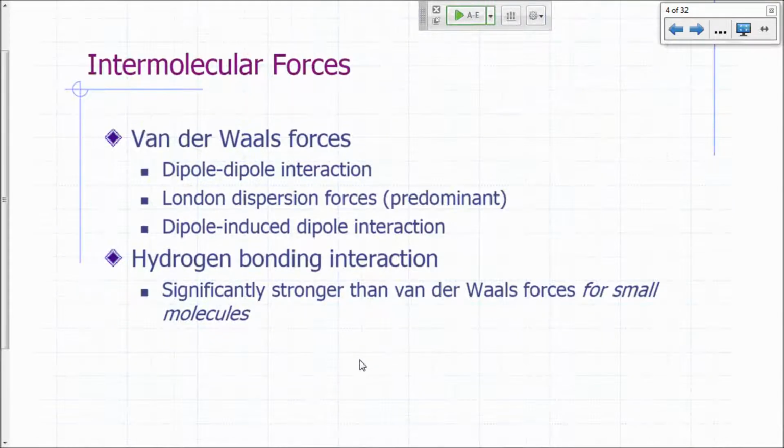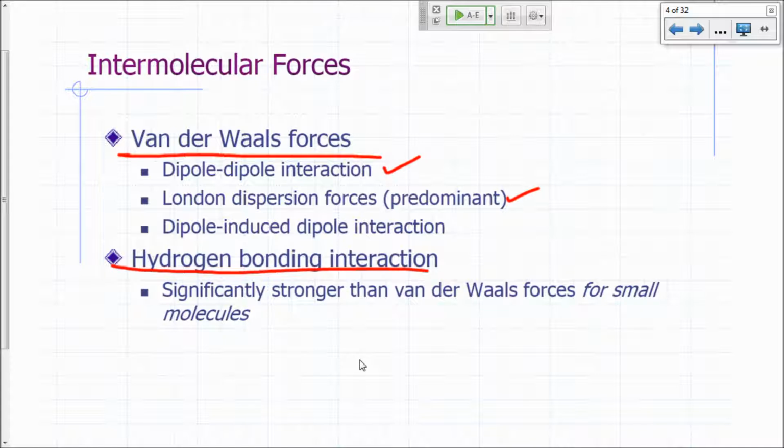Intermolecular forces can be classified as either van der Waals forces, which are considered relatively weak forces, and hydrogen bonding interaction. Among the van der Waals forces, you can classify those as dipole-dipole interaction, London dispersion forces, which is the predominant type and is present in all molecules. Between any pair of molecules, you will have London dispersion forces, and then you can have what's also known as dipole and induced dipole interaction. We're going to go through those.